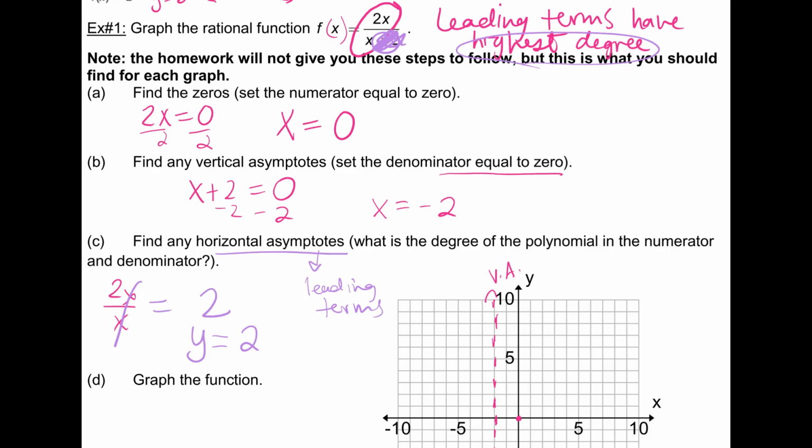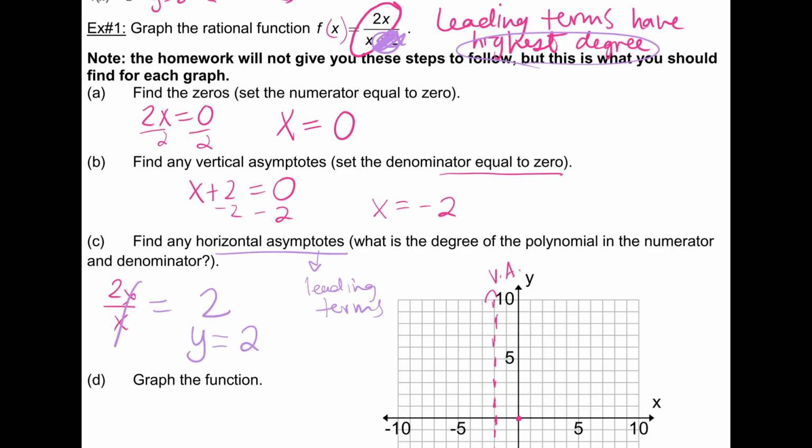So I'm looking at my function. On top, I only have one term. It is 2x. So that is the term I look at on top. On the bottom, I have x. That's really the only x term I have. So I'm looking at 2x divided by x. The x's cancel out, and I'm left with 2.